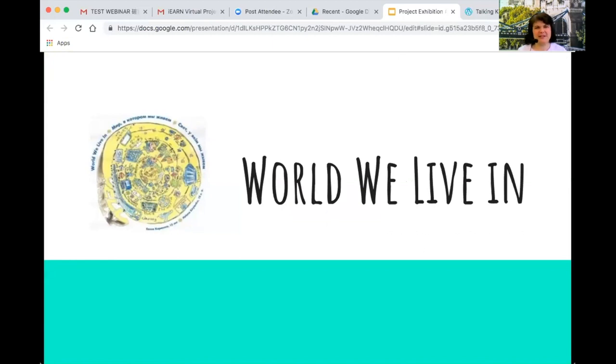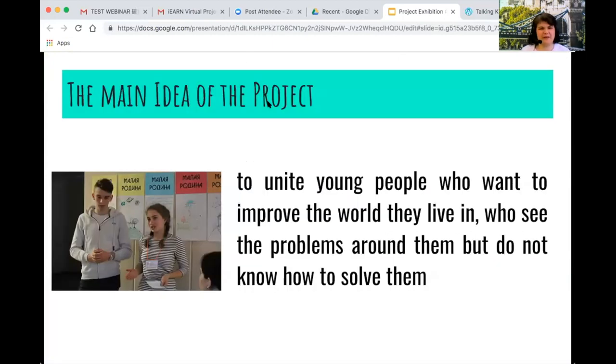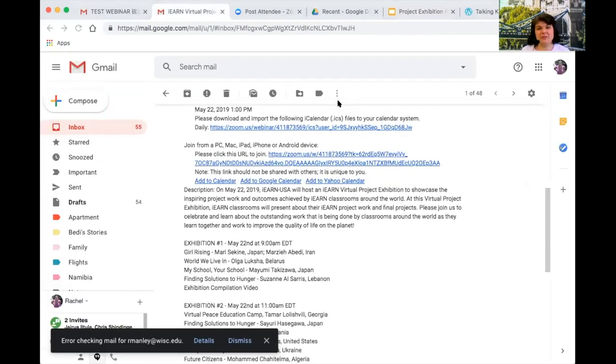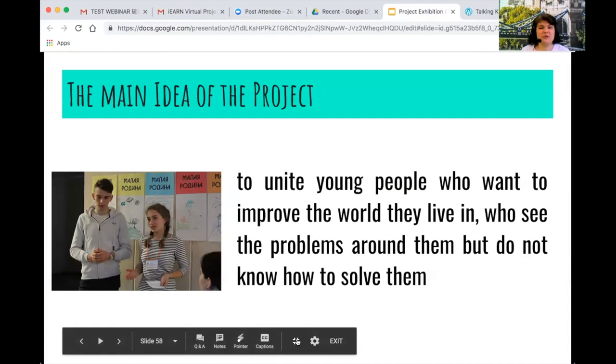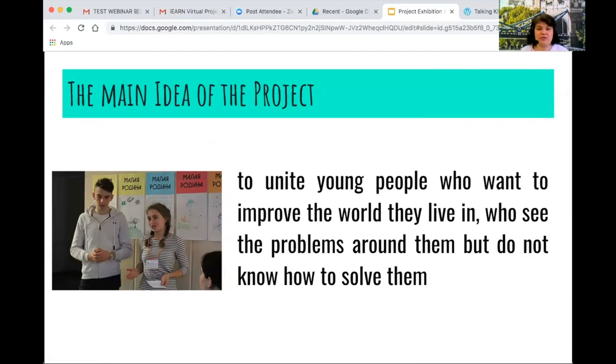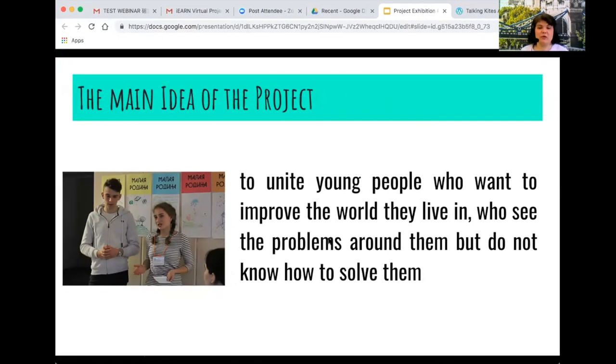So next slide, please. The main idea of the project is to unite young people who want to improve the world they live in, who see the problems around them but do not know how to solve them. Our project offers a good opportunity to the youth to discuss the ideas online on the forums, to find their followers, to see if there are the same challenges in the countries all over the world.